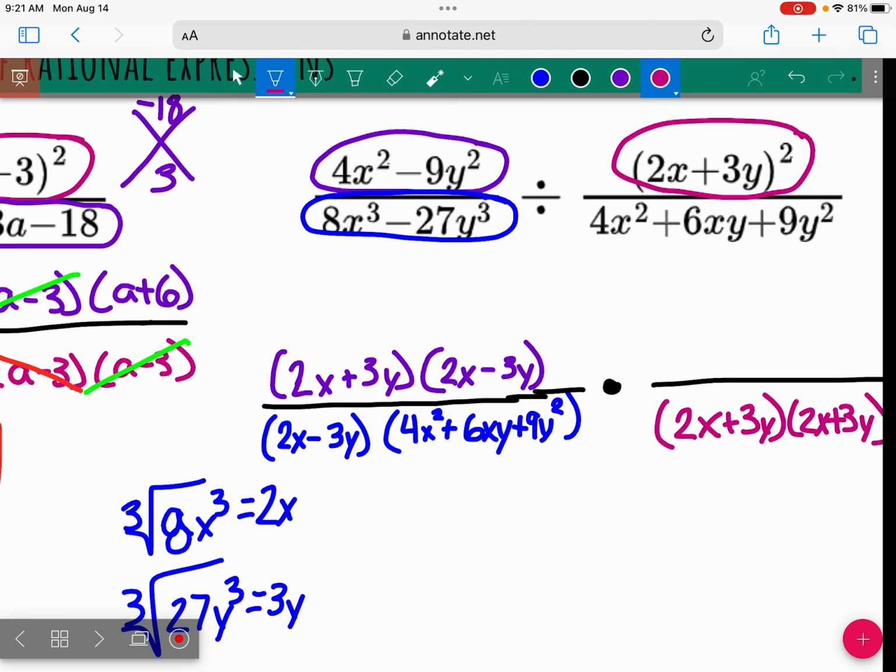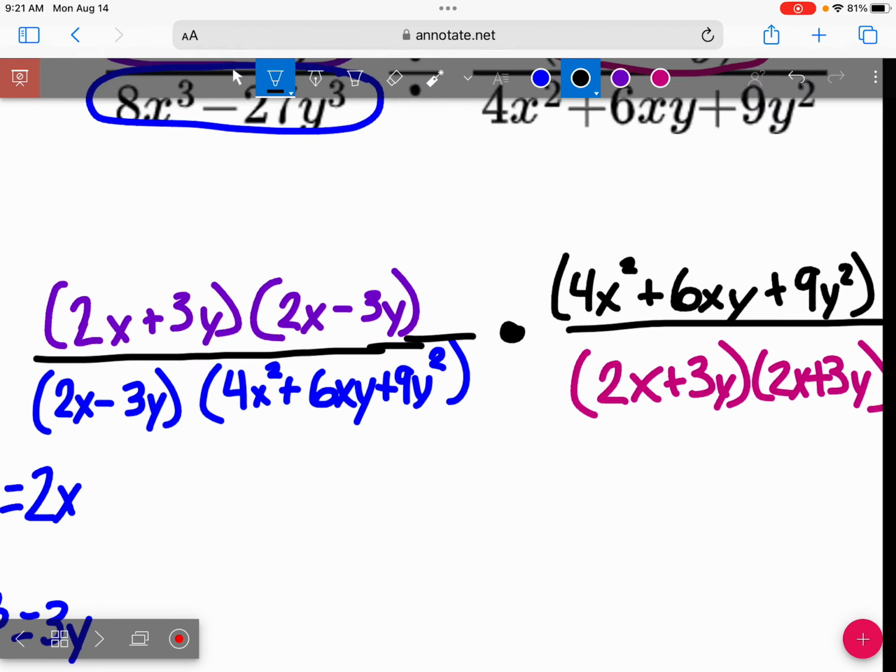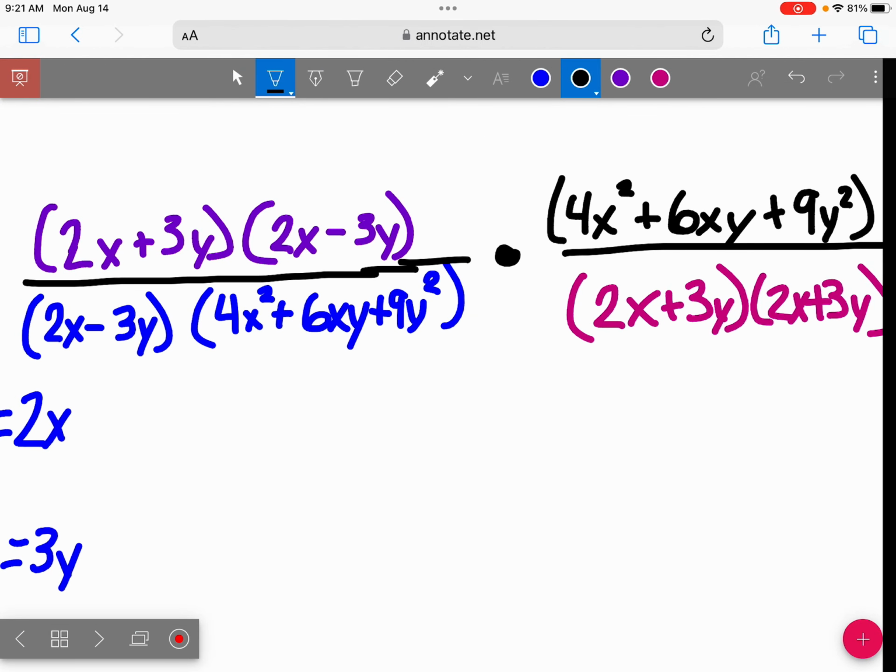This piece here, can we factor it? Nope. We just write it up on top and call it good. I'm going to put it in parentheses so we can think about it. But other than that, it's just going to hang out. So this is our factored form, and we're ready to play crossout games.